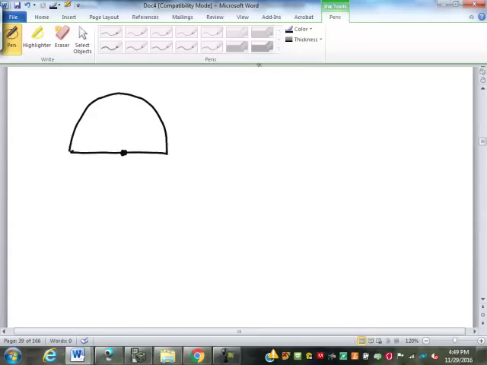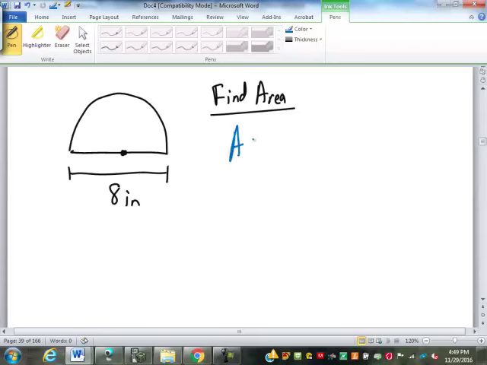Here's a half circle. The distance across here is 8 inches. I asked you to find the area. It's going to be pi, or 3.14 times what? Is it going to be 8 squared? No, it's going to be 4 squared, because 8 is the diameter, 4 would be the radius. But what else are we going to have to do to that? It's half a circle. We're going to have to divide it by 2.